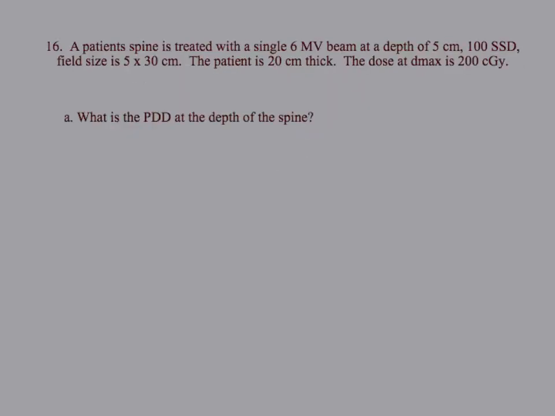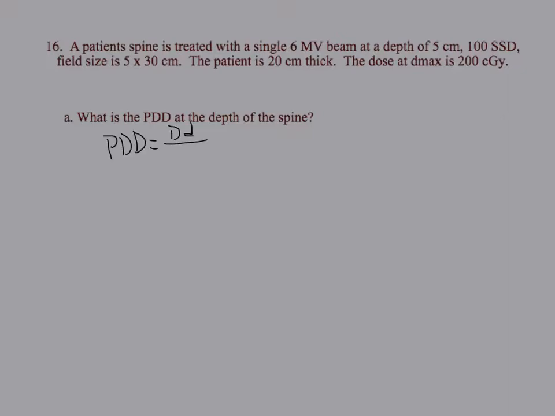Number 16, a patient's spine is treated with a single 6 MV beam at a depth of 5 cm, 100 SSD, field size of 5 by 30. Patient is 20 cm thick. The dose at Dmax is 200 centigray. So the first one, A, I'm asking, what is the percentage depth dose at the depth of the spine? What is the percentage depth dose?